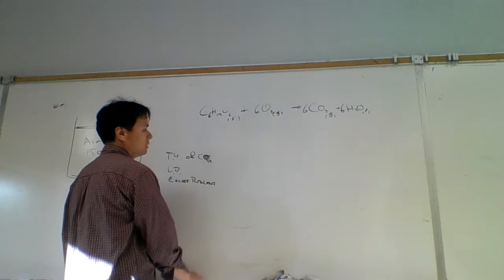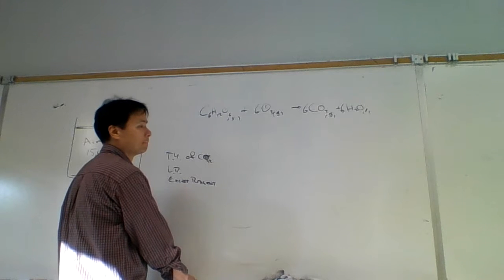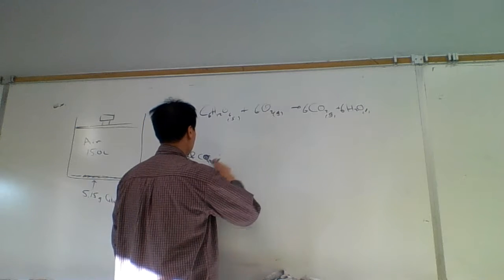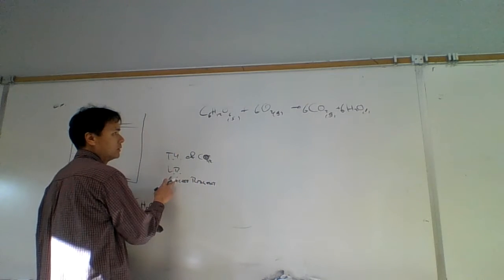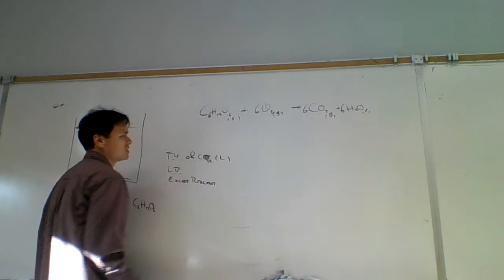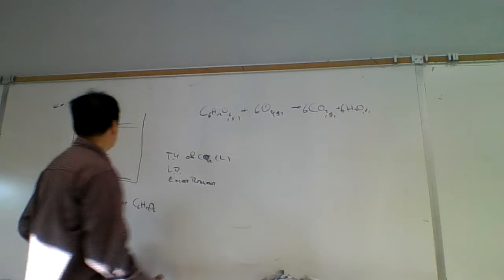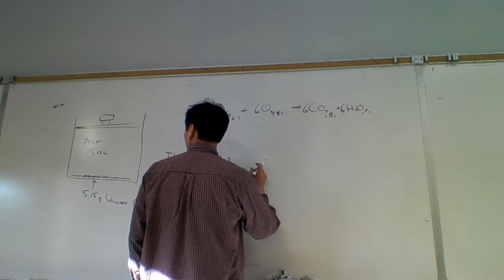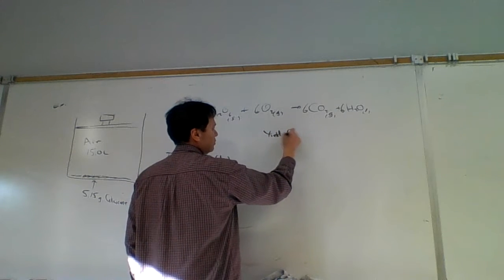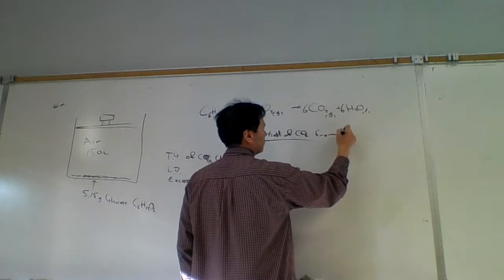So what's the strategy in limiting reagent? Find, from each reactant, the grams of CO2. Since this is a gas, we're going to do the theoretical yield of CO2 in liters. We're going to find the yield of each, so let's calculate the yield of CO2 from the glucose first.